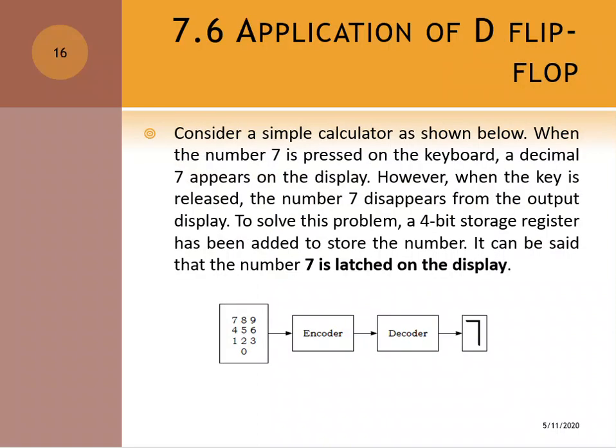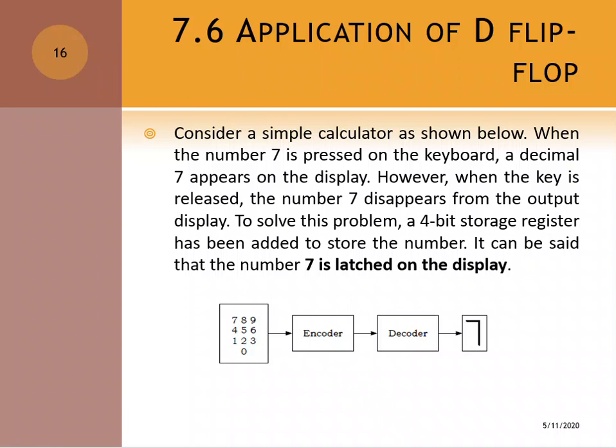Next, we are going to see the application of D flip-flop. Consider a simple calculator as shown below. When the number 7 is pressed on the keyboard, a decimal 7 appears on the display. However, when the key is released, the number 7 disappears from the output display. To solve this problem, a 4-bit storage register has been added to store the number. It can be said that the number 7 is latched on the display.